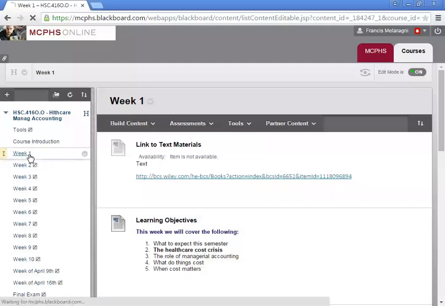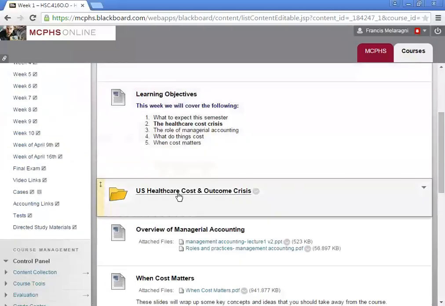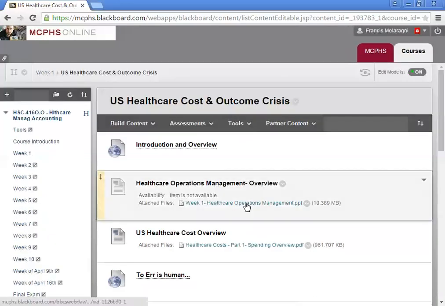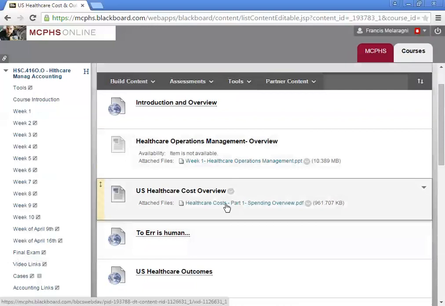So if you click into the week one folder, you'll see that there's a folder called U.S. Healthcare Cost and Outcome Crisis. And then in the folder, I have several documents, but let's take a look at the first one, which is about healthcare costs, Part 1, Spending Overview.